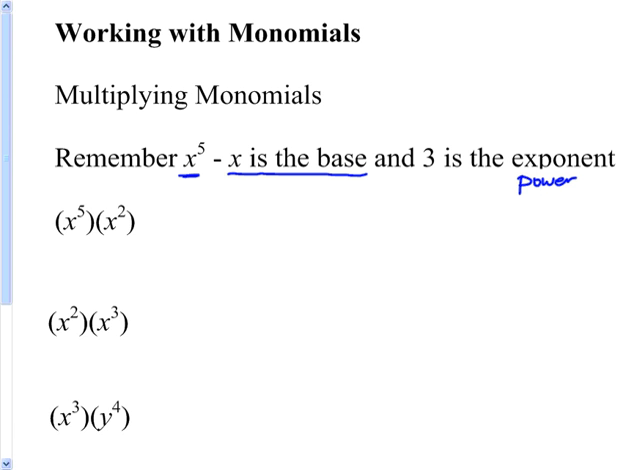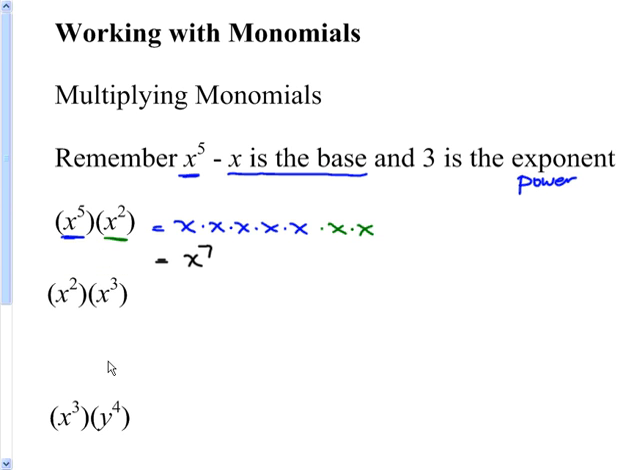Now, working with monomials, how do we remember how to do these things? I always go back to the meaning. What does it mean when I have x to the 5? Well, what that really means is I take x and multiply it by itself 5 times. So I've got 5 x's multiplied together, whereas when I have x squared, that really means 2 x's multiplied together. So when I look at them all together, I have 7 x's multiplied together, and the short way of writing that is x to the 7th power. Now, let's do the same thing with the second one.